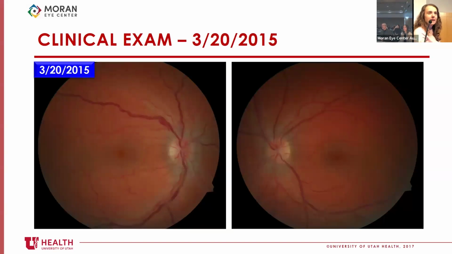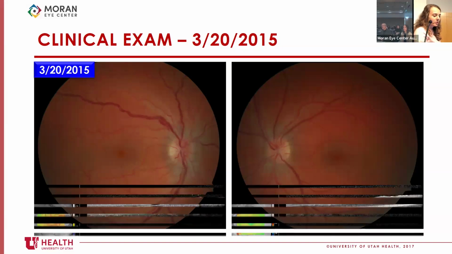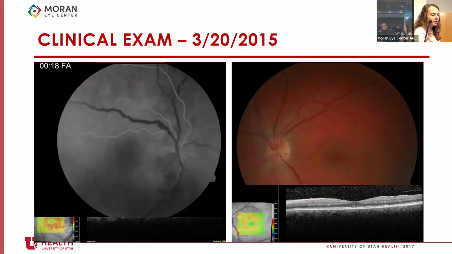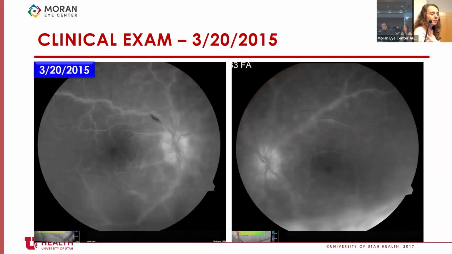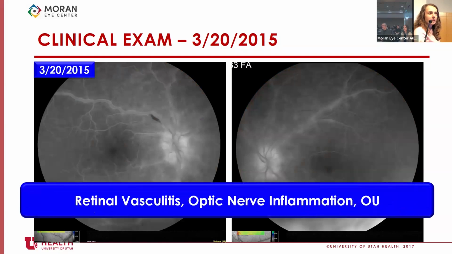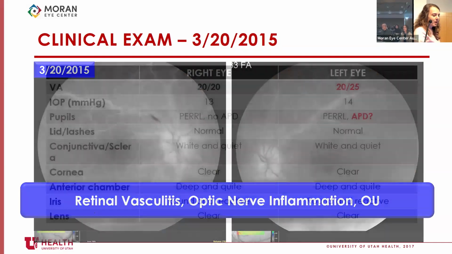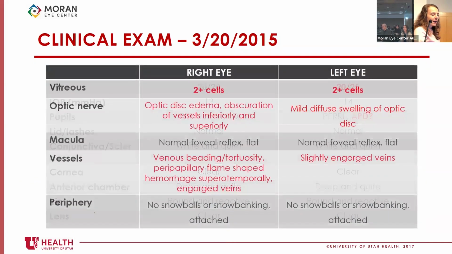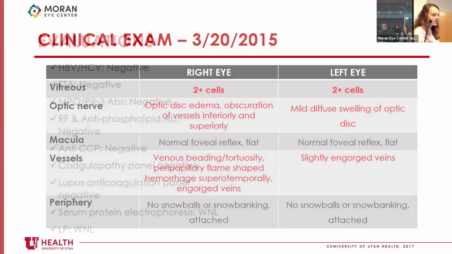Three months later, he came back with similar findings, at this point also in the right eye, bilateral disc edema. OCT was still normal, and fluorescein angiography this time showed bilateral disc leakage with perivascular leakage. Overall, the patient had retinal vasculitis and optic disc inflammation in both eyes. Visual acuity was slightly decreased to 20/25 in the left eye, and he was noted to have 2+ vitreous cells at that point without any haze.